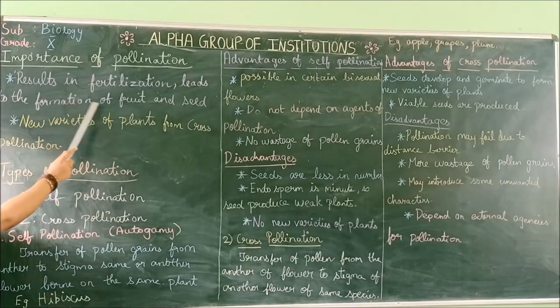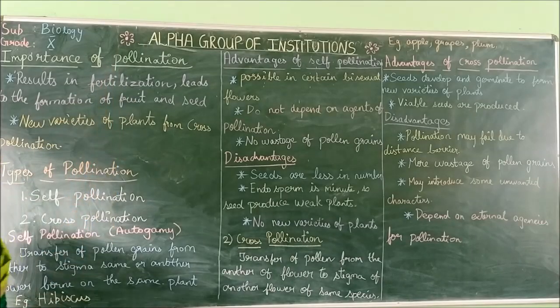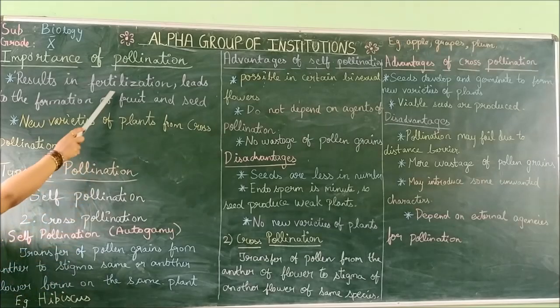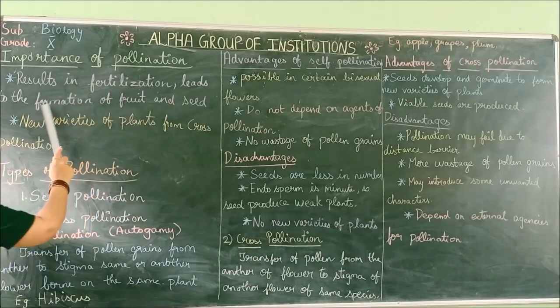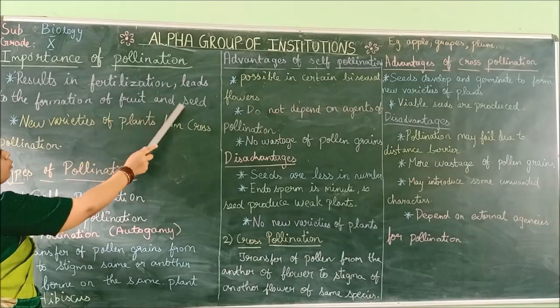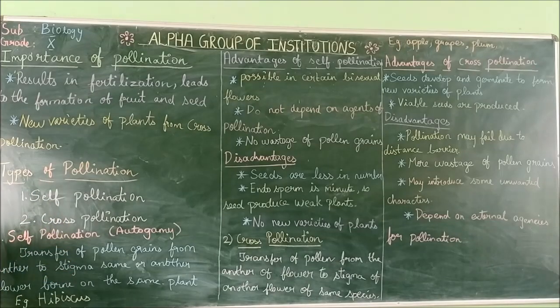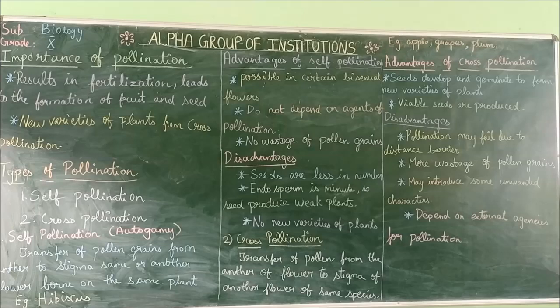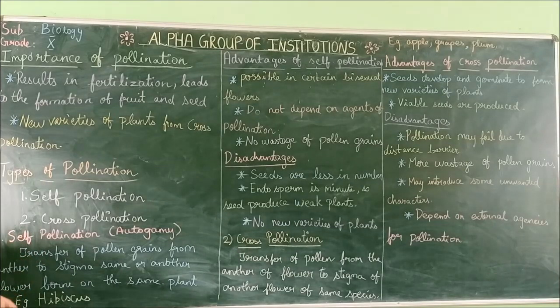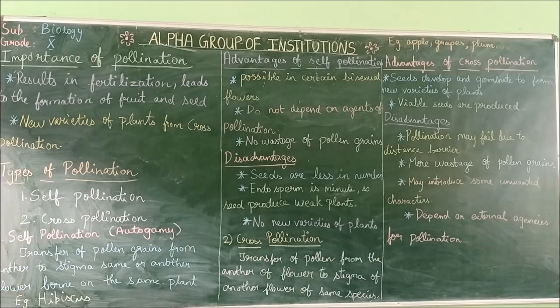Pollination results in fertilization. After pollination, fertilization takes place. After fertilization, it leads to the formation of fruit and seeds. When the pollen grain comes inside the gynoecium and fertilization takes place, the zygote is formed, and then we can get fruit and seeds. Like this, we get all the fruits and the seeds from the plants through sexual reproduction only.